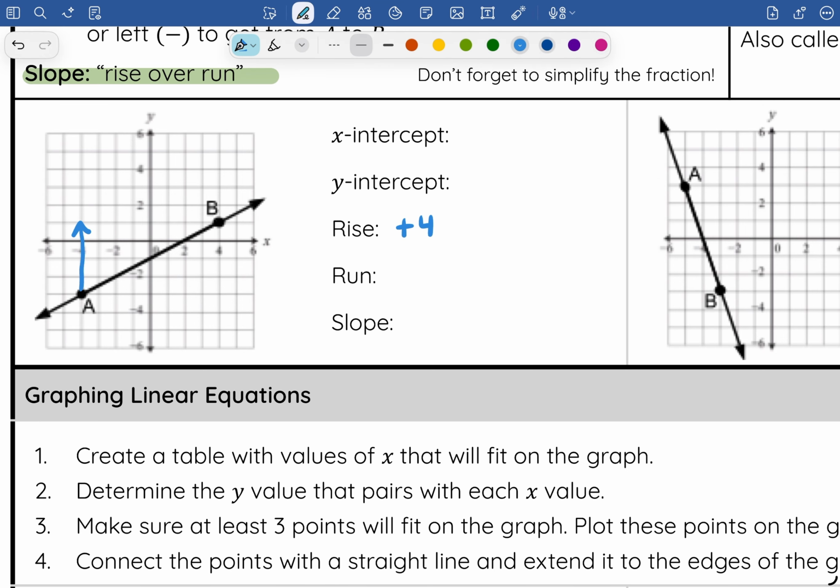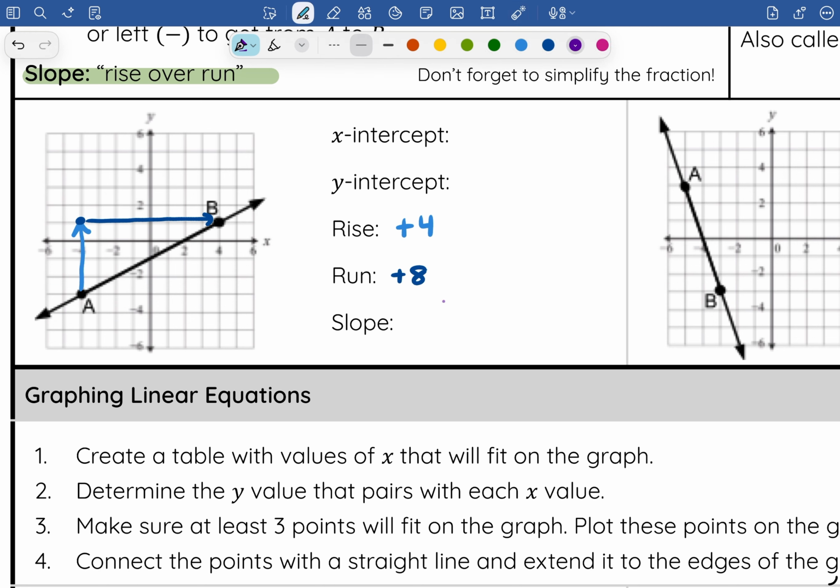Our run is how many boxes we now have to go from that point over to get to B. And again, we're counting the boxes themselves. So 1, 2, 3, 4, 5, 6, 7, 8 boxes to get there. And if it's either a small graph or jumbled, you can just look at the x values that are associated with those 2 points. So we're looking at plus 8.